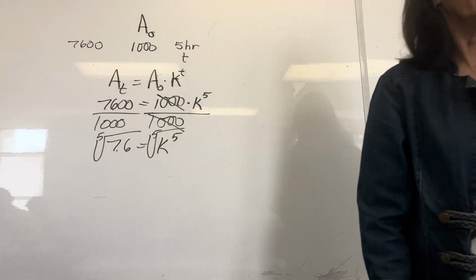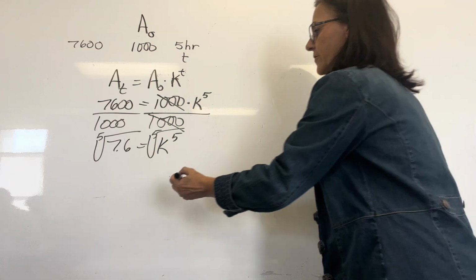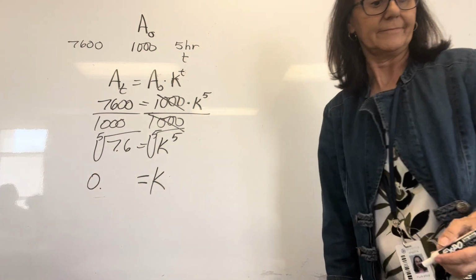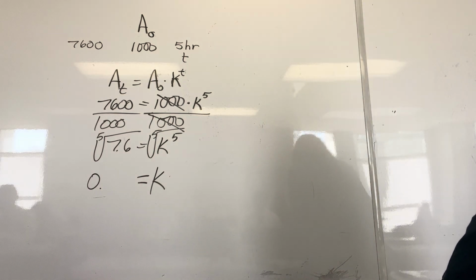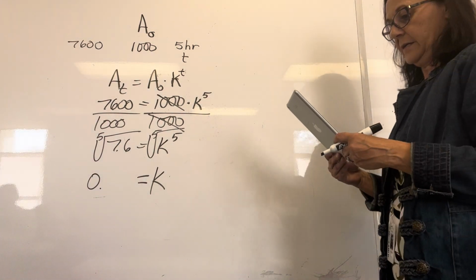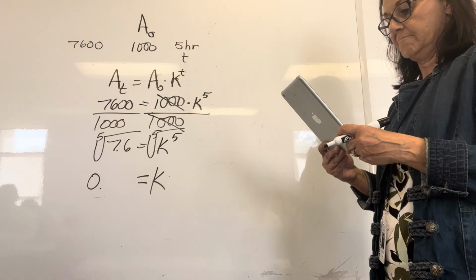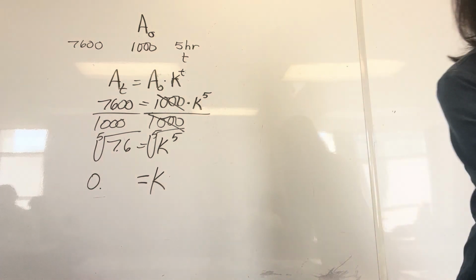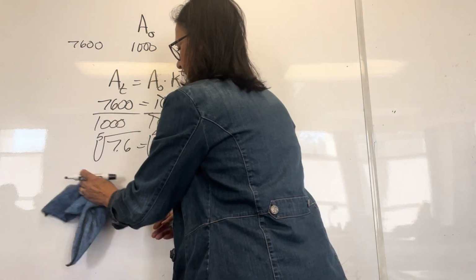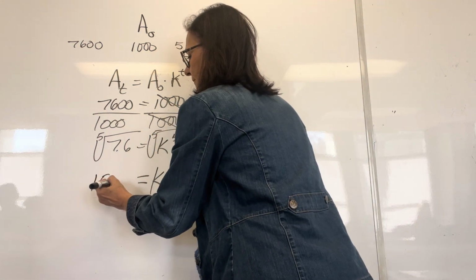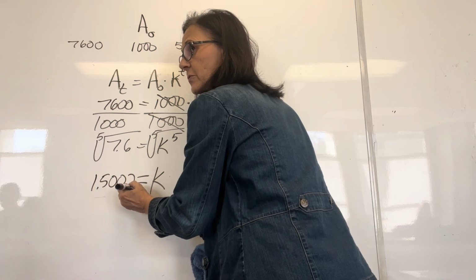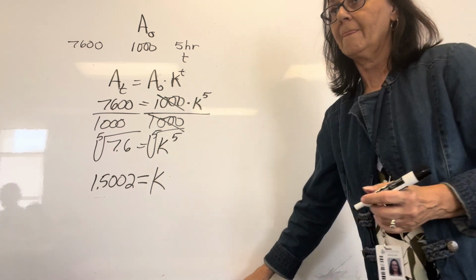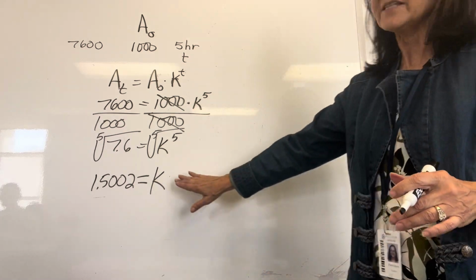What's the fifth root of 7? Yeah, what is the fifth root? So then we get K. Should be a logical answer. I don't know what it is. Maybe it's in here. What is it? 1.5. It's 1.5? 1.5002. Yeah, it's 1.5002. Okay. All right, so that's our K.